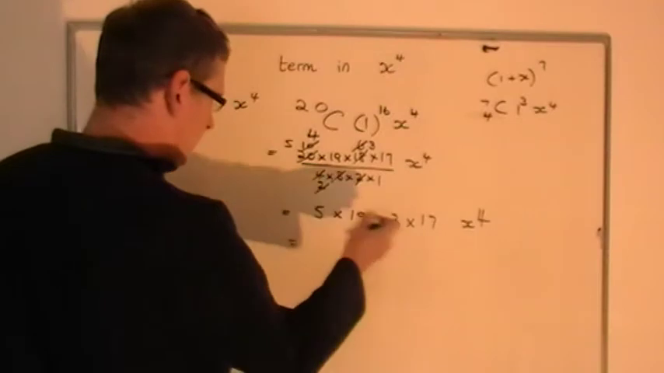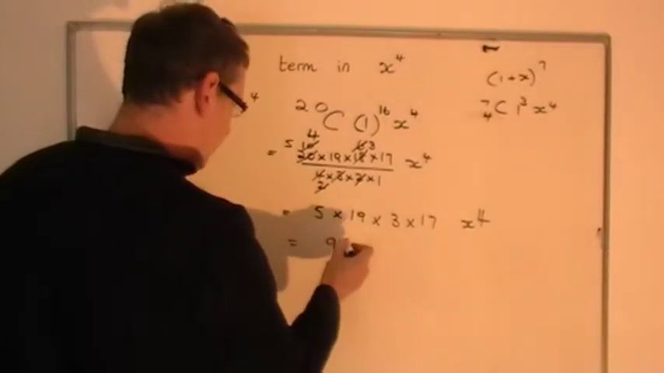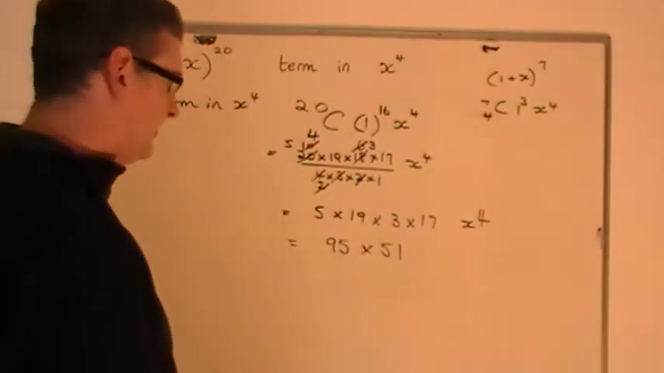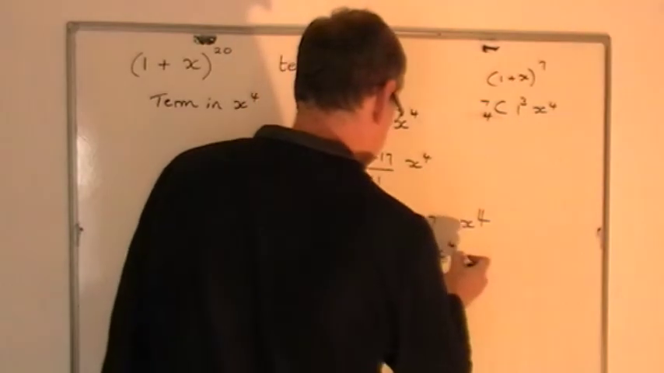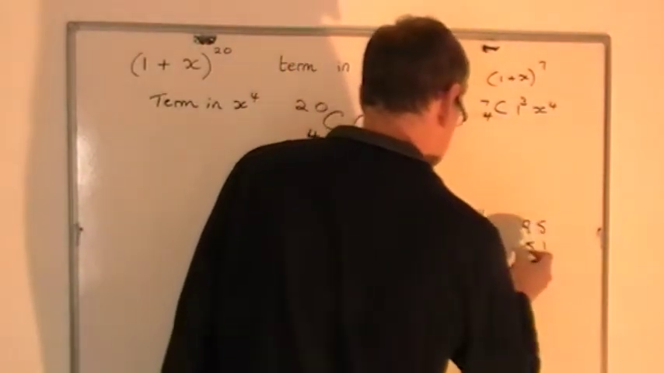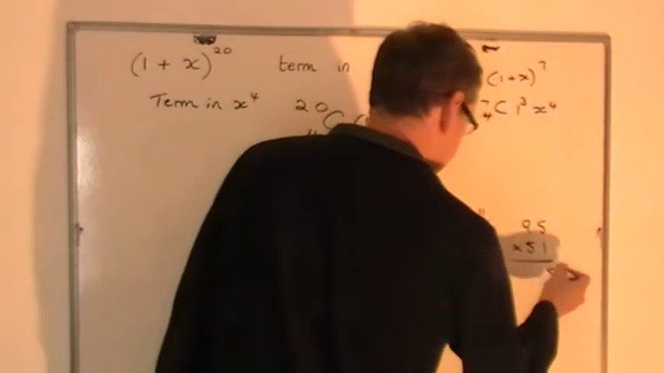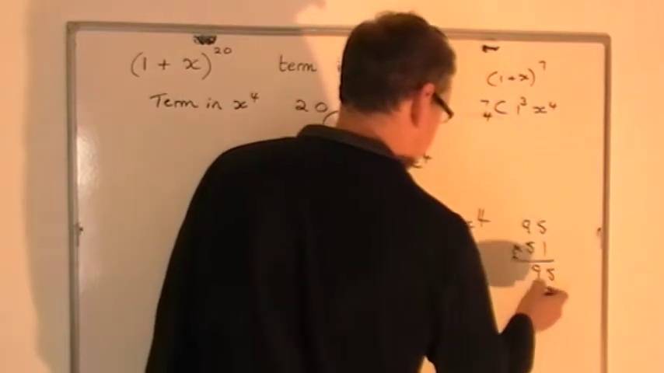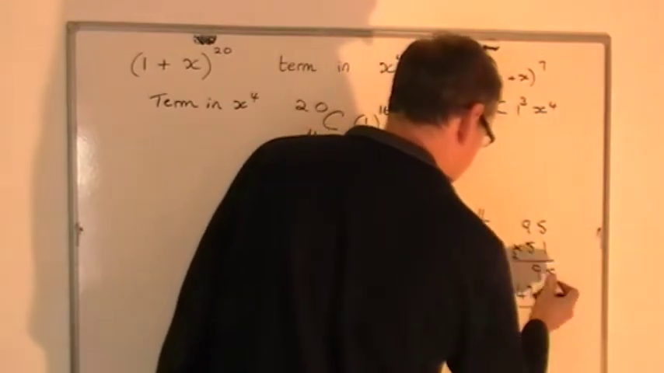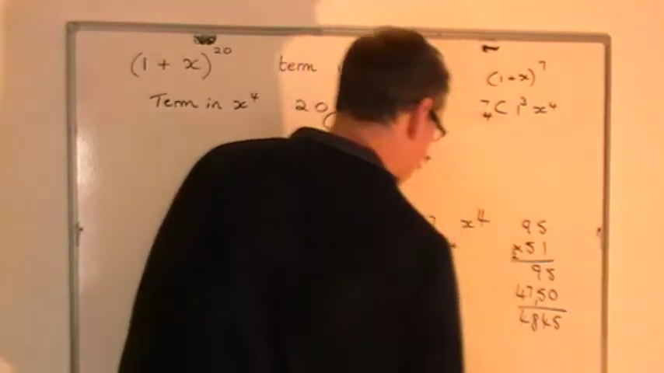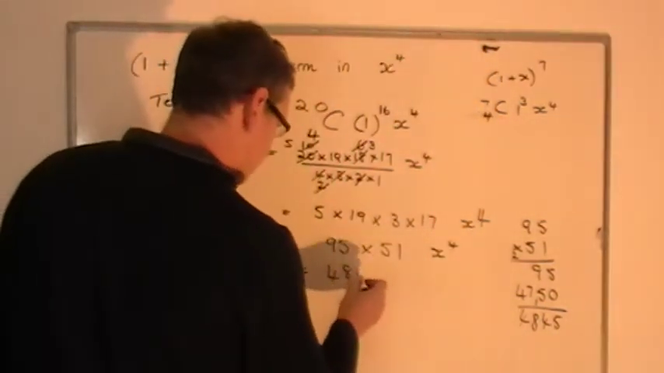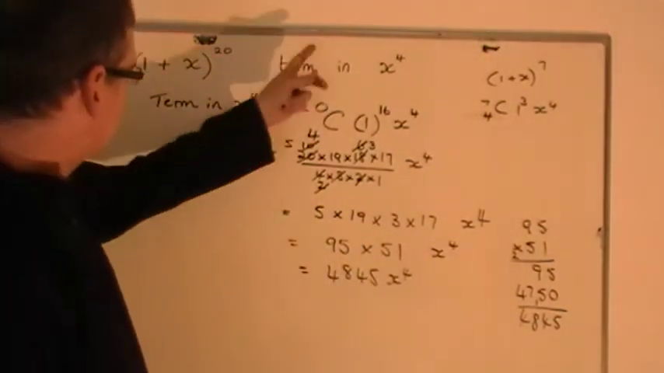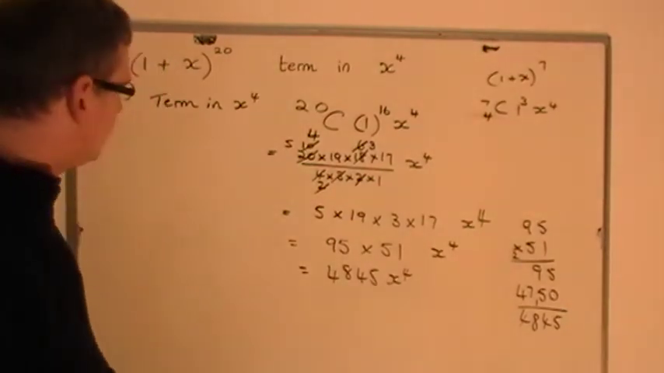5 19s, what's that? 95, times by 3 17s, that's 51, so you've got 95 times 51, okay, x to the 4s. 95 times 51, I'll just do it very quickly. 5 ones are 5, 9 ones are 9, 0 down, 5 5s are 25, 5 down carry 2, 9 5s are 45, add 2, 47, add them up, 5, 4 down carry 1, 8, 4. So we've got 4,845 x to the 4. And that is the term in x to the 4 for that particular expansion.